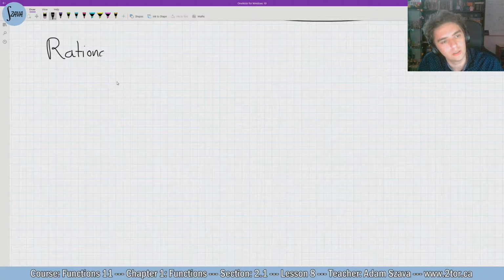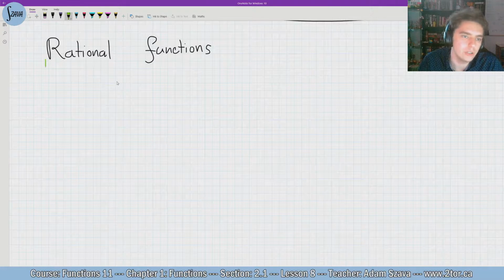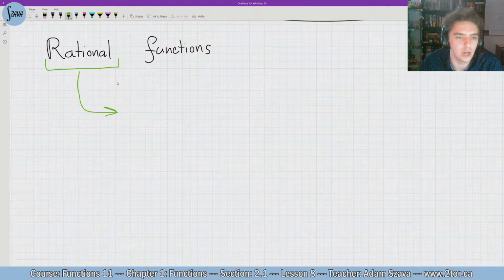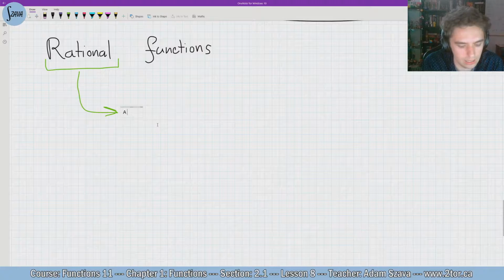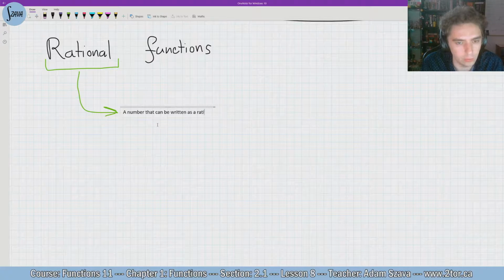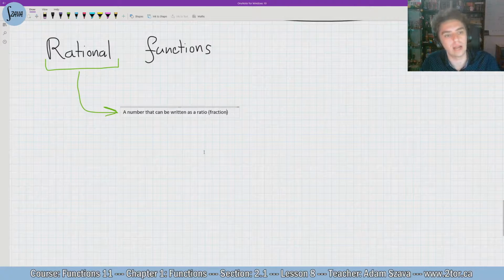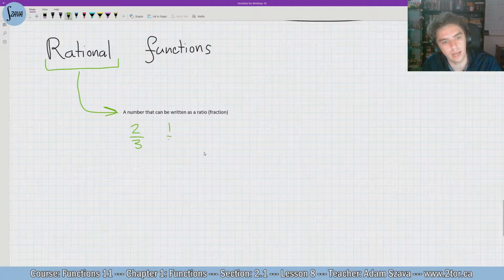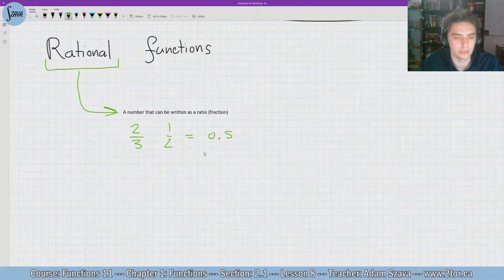So rational functions. Let's understand these words. Rational is anything that can be written as a ratio. A number that can be written as a ratio. Another word for ratio is fraction. So a number that can be written as a ratio, not ration. It's a fraction. Okay, so rational numbers include 2/3, 1/2, 0.5. You know, that's not written as a rational number, but it is a rational number, right?